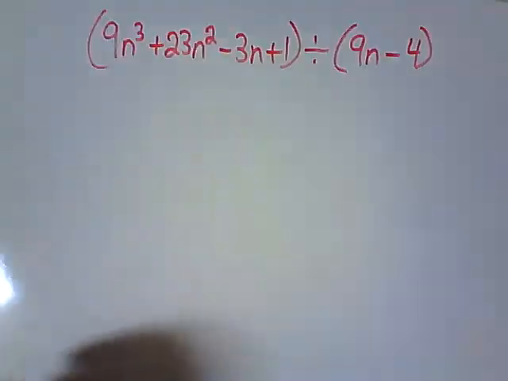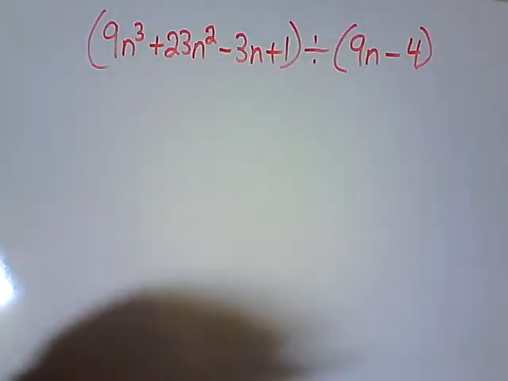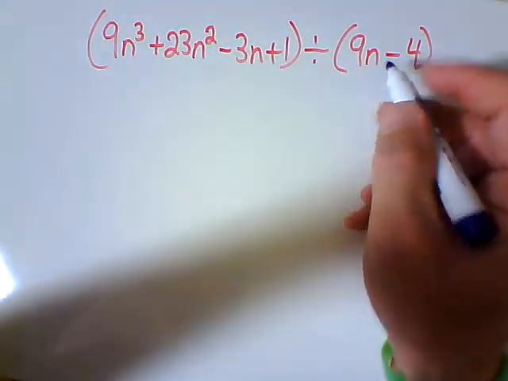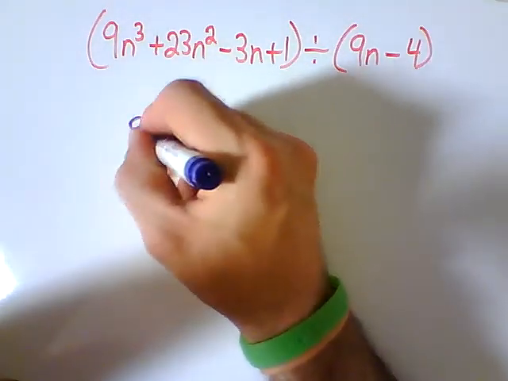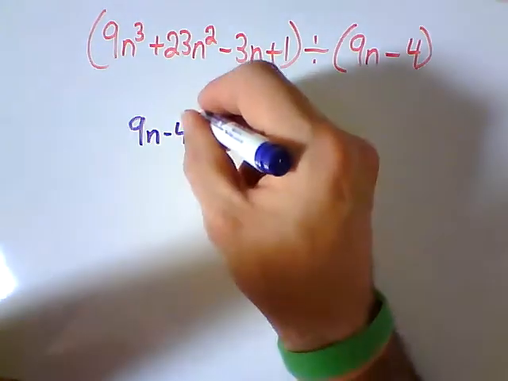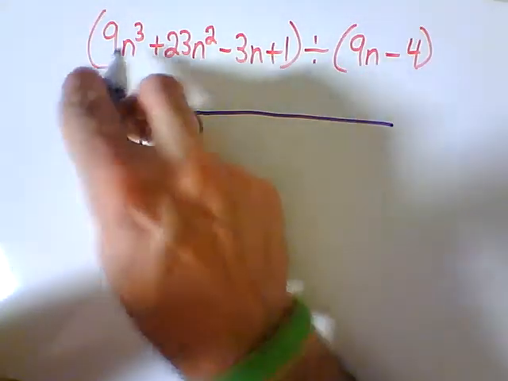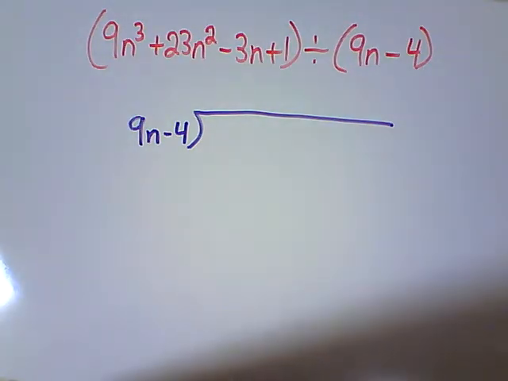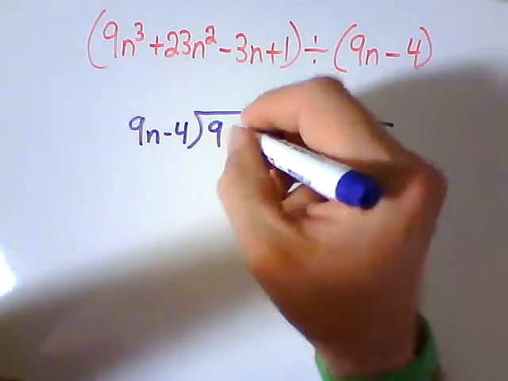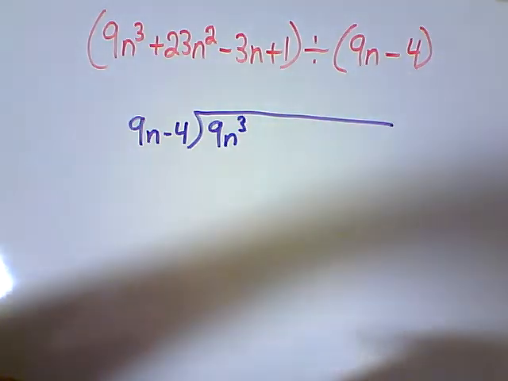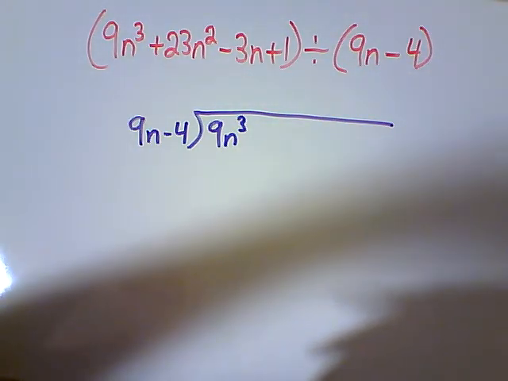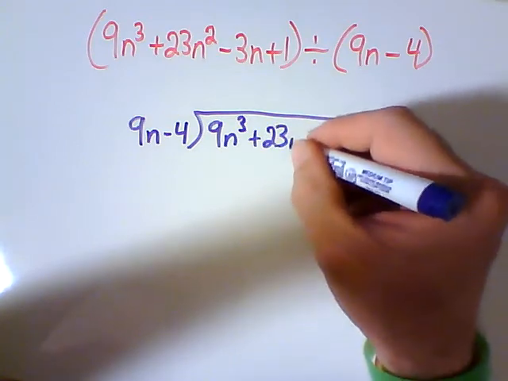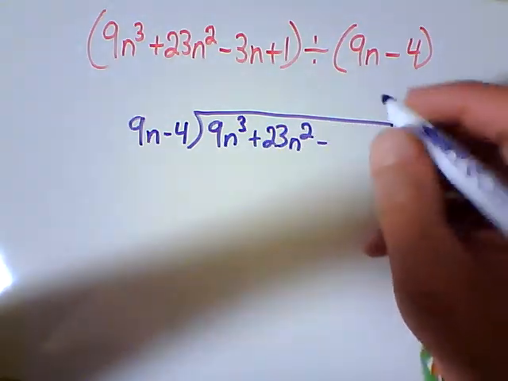Yay, score. Next board. Oh yeah, I brought a lot of my boards home. 9n minus 4. 3, 2, 1, 0. We're good. So 9n cubed. I was just double checking to make sure I didn't mess up the other one. 2, 1, 0. Plus 23n squared.